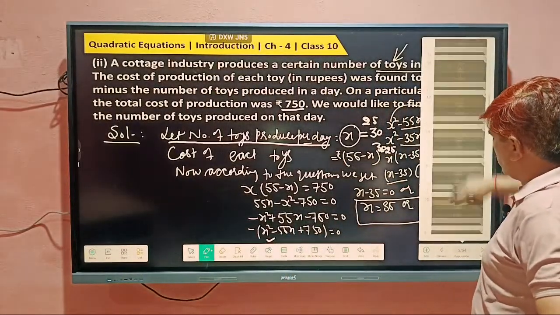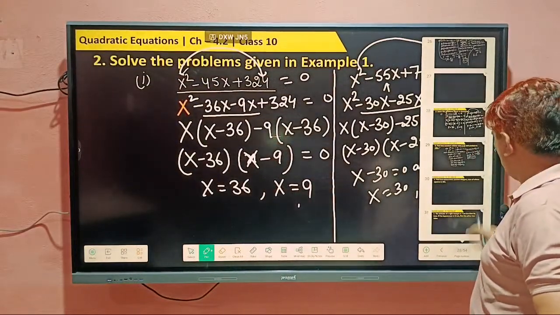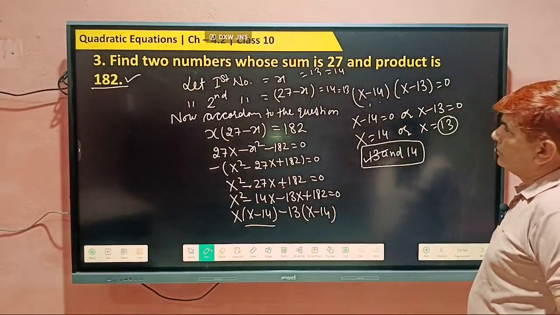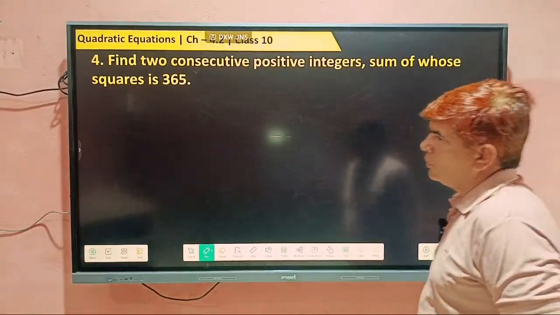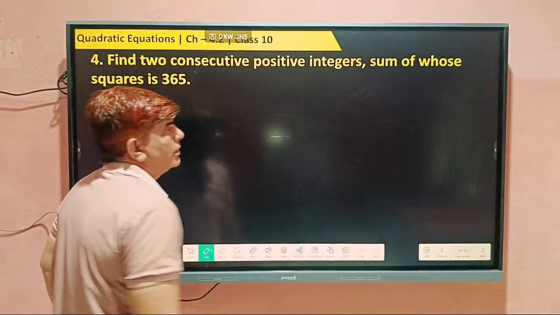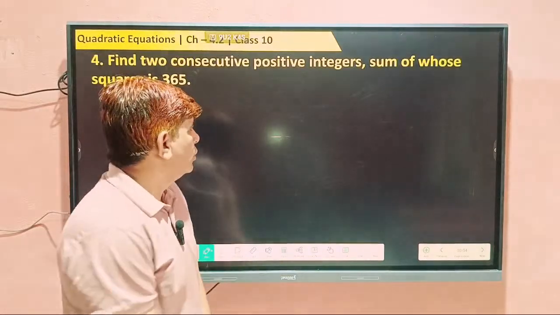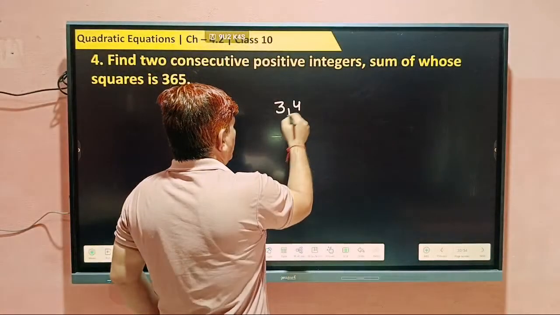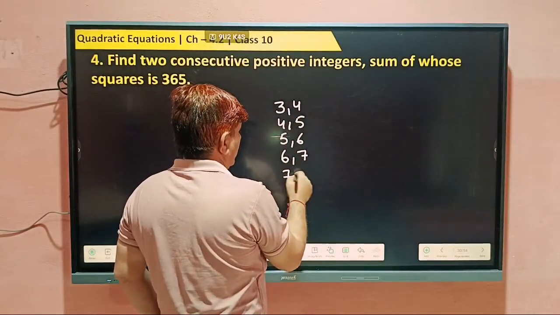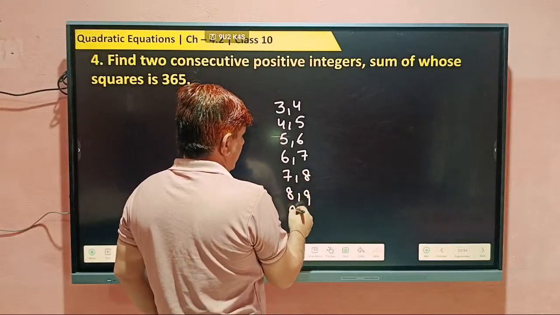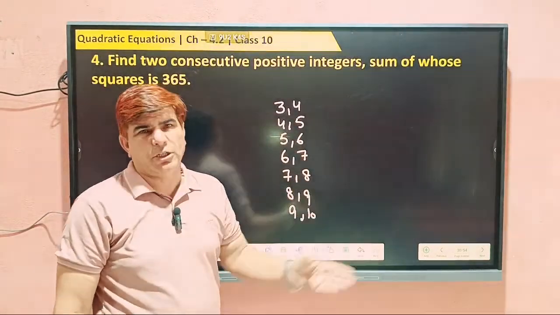So now the next part. I told you. Now the next question. The third I also told you. Fourth, question number 4. Find the two consecutive positive integers, the sum of whose squares is this. Consecutive means side by side, I already told you. 3, 4, 4, 5, 5, 6, 6, 7, 7, 8, 8, 9, 9, 10. All are consecutive and positive integers also. These are some examples, so many examples.